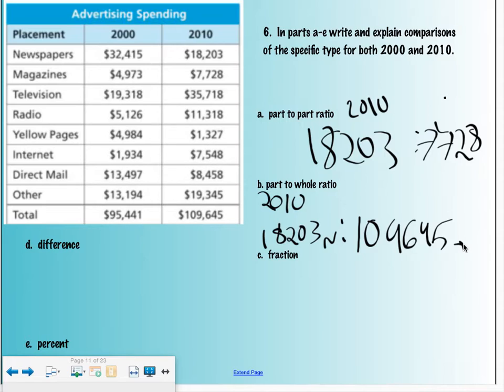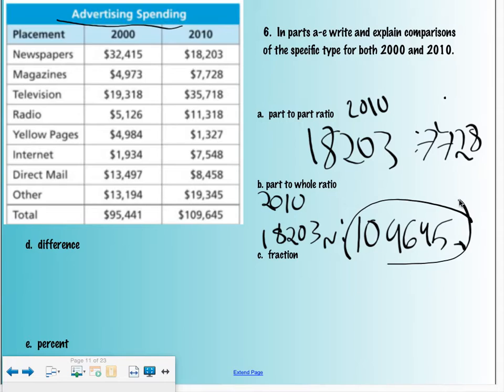So we have to make sure we know what information we're given, right? What are they giving us in the table? So it's not making newspapers. It's how much is spent on advertising. Okay, so who can give us another summary of this one? Kaylee? Out of all the money spent on advertising, newspapers took up $18,203 of it. Okay, yeah, so in 2010, out of all of this money, $109,645 spent on advertising, newspapers took up $18,203 of it.